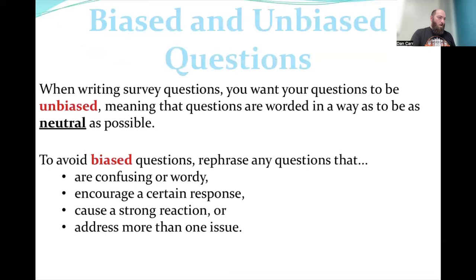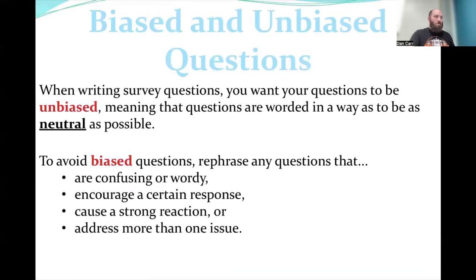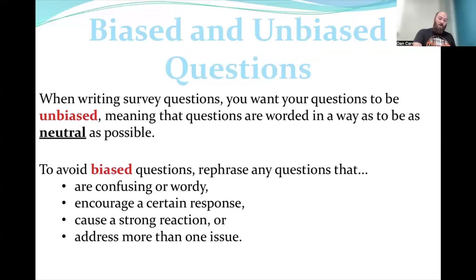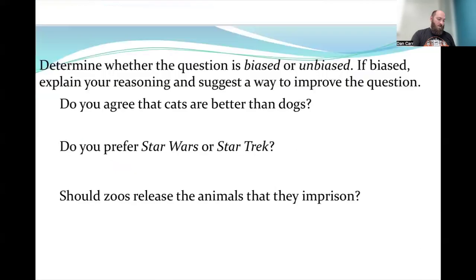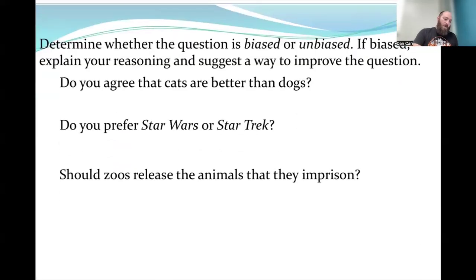So when we start looking at our surveys, we need to be careful of biased and unbiased questions. When writing survey questions, your questions should be unbiased, meaning that they're worded in ways to be as neutral as possible. To avoid biased questions, we want to rephrase any questions that are confusing or wordy, encourage a certain response, which is a common one, cause a strong reaction, or address more than one issue. For example, let's determine whether each question is biased or unbiased. If biased, explain the reasoning why, and suggest a way to improve the question.